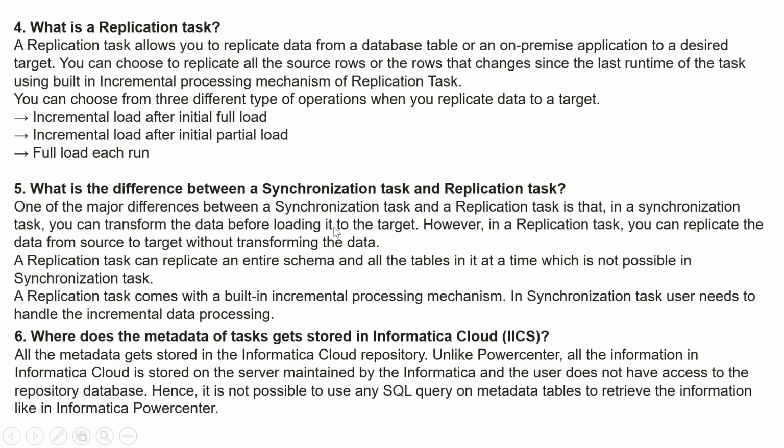So what is the difference between a synchronization task and a replication task? One major difference is that in a synchronization task, you can transform the data before loading into the target. However, in a replication task, you replicate the data from source to target without transforming the data. A replication task can replicate an entire schema and all the tables in it at a time, which is not possible in a synchronization task. A replication task comes with a built-in incremental processing mechanism. In synchronization tasks, the user needs to handle the incremental data processing.